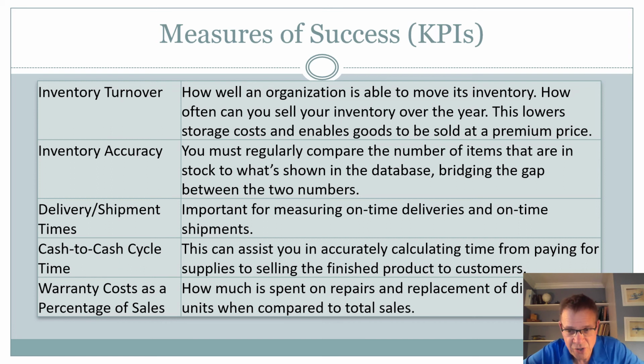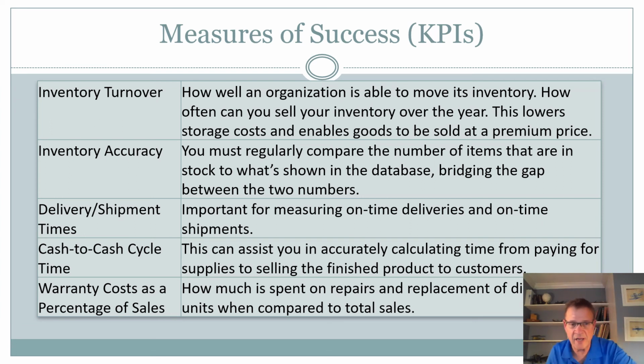Delivery and shipment times. Are your shipments going out on time? Or are your deliveries going out on time? Cash to cash cycle. This is how you can calculate your time from paying for supplies to selling the finished product. So essentially, it's the time from the point at which you are paying for something to the point at which you are getting paid for something. And then also your warranty cost as a percentage of sales. So how much are you spending on repair and replacement of units compared to total sales?